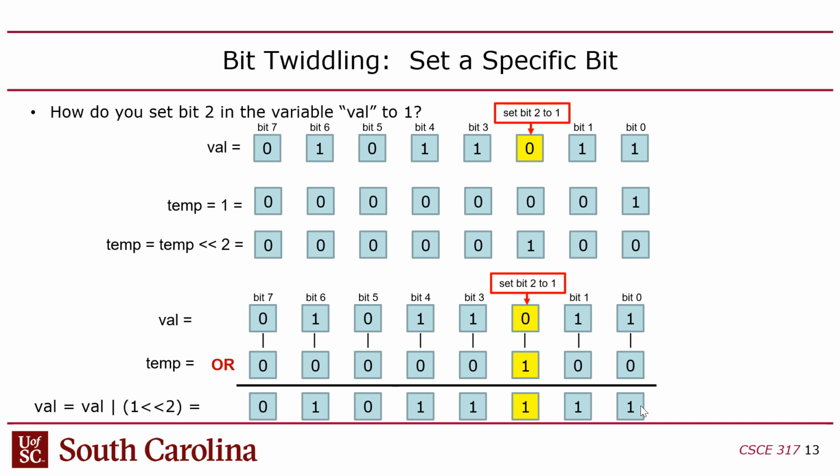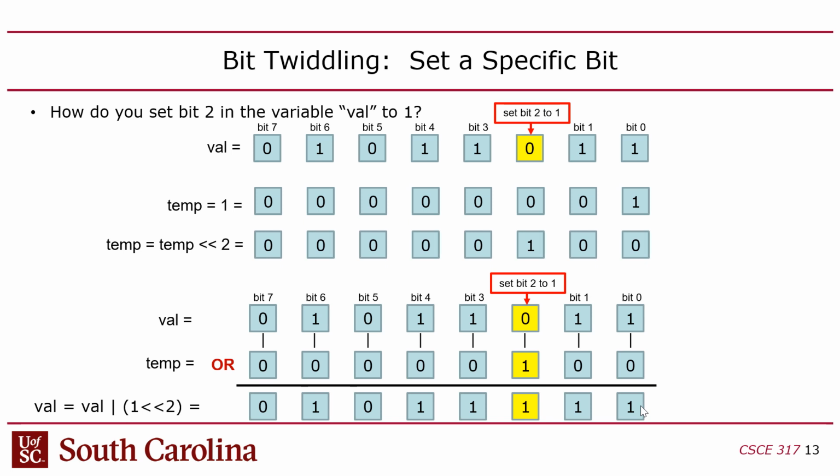What do I do? There's actually a lot of ways to do this. One way is you could take a temporary variable and set it to 1. So I just say temp equals 1. Then I can shift that temporary variable 2 bits to the left, because if you set a variable to 1, it's actually setting the least significant bit, the rightmost bit.